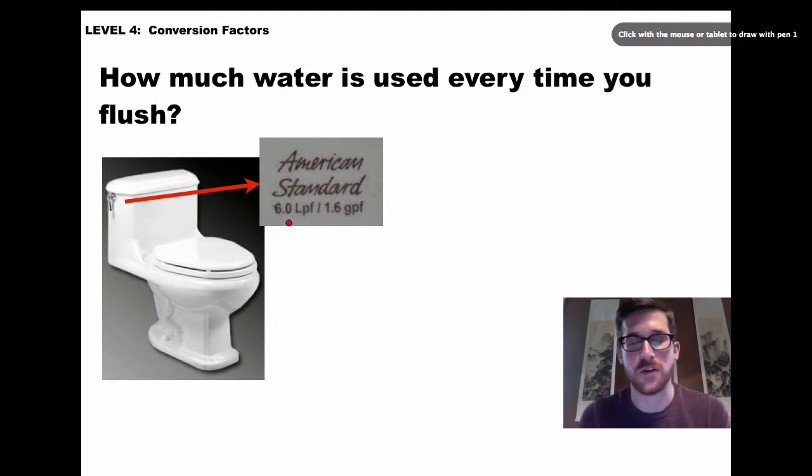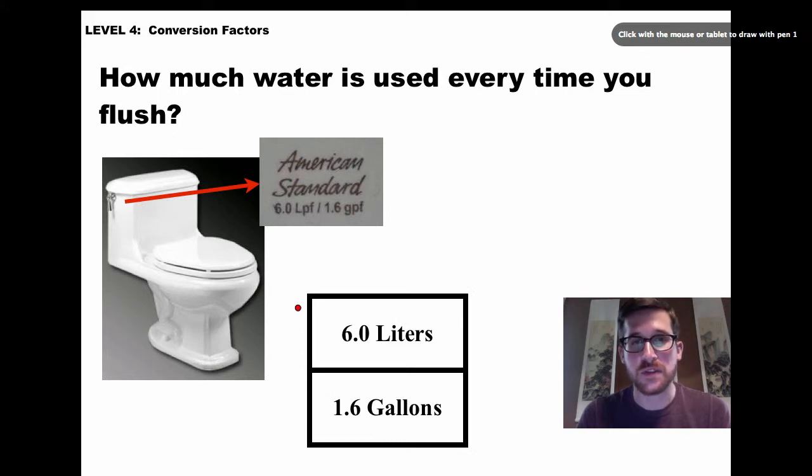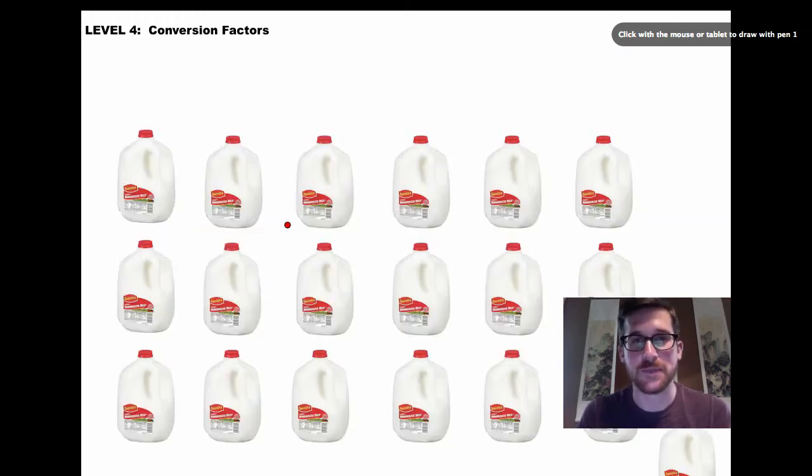And different toilets or urinals are different. They don't always have the same numbers. But that's liters per flush and gallons per flush. So I love that they do these conversions here for you where they're telling you how many liters are in a flush and how many gallons are in a flush. So what we can do with that information is we can say, oh okay, well 6.0 liters must be equal or equivalent to 1.6 gallons. And that's really important. So you've always had that kind of equivalency or conversion factor on your toilet. You just probably didn't recognize it.